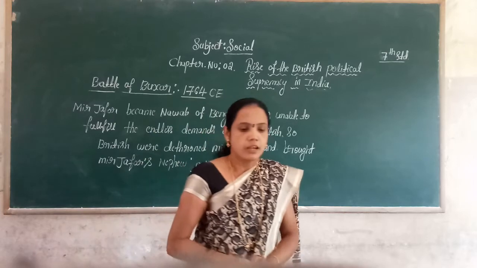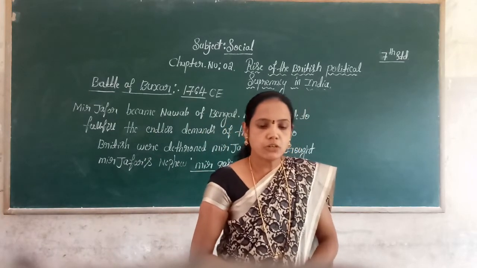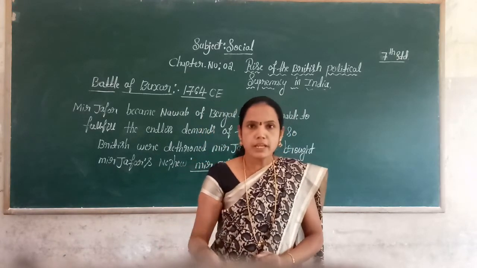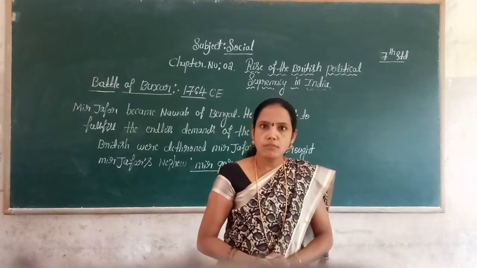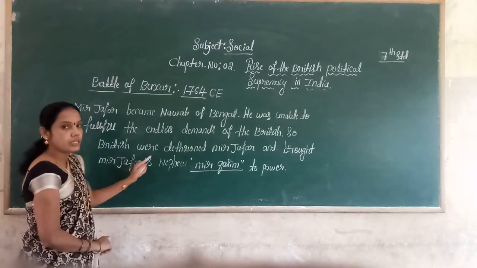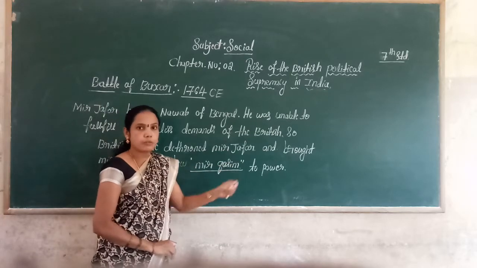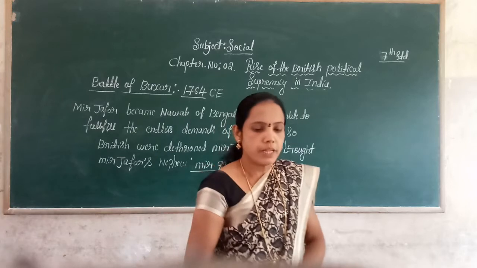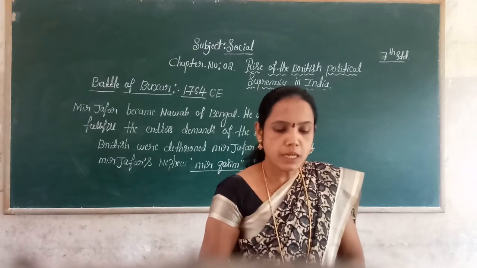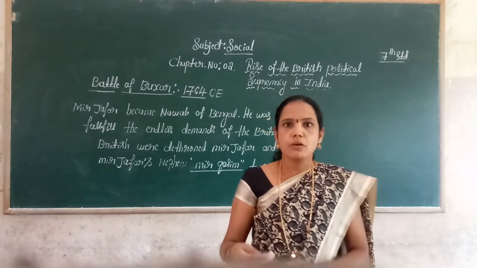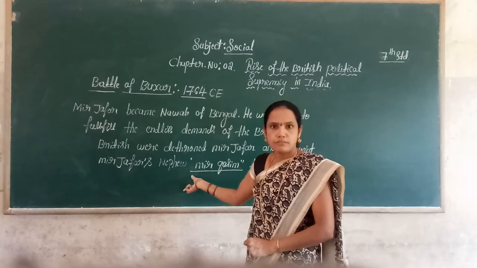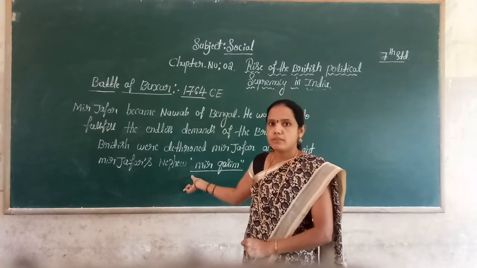Understand? See, and by this move, Mir Qasim gained friendship. After this, when Mir Jafar was dethroned and Mir Qasim came to power, Mir Jafar's nephew Mir Qasim took power. See, Mir Qasim was independent in his outlook. Now, this is the situation of Bengal province after the Battle of Plassey, before the Battle of Buxar. Understand?